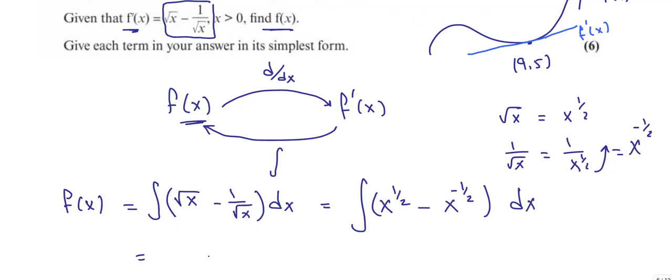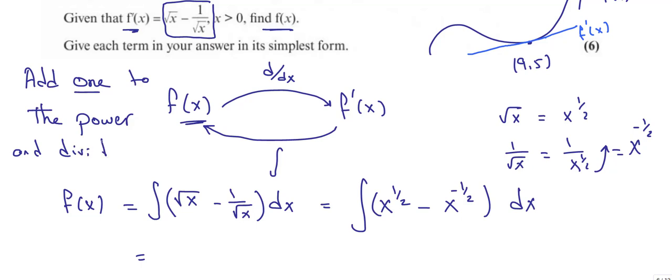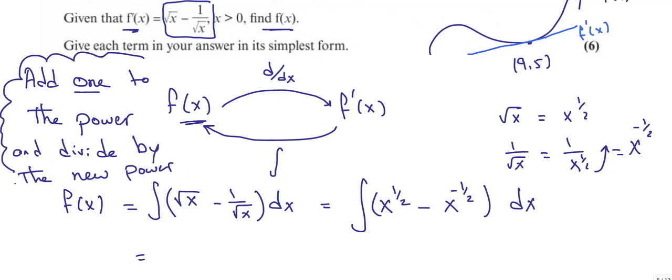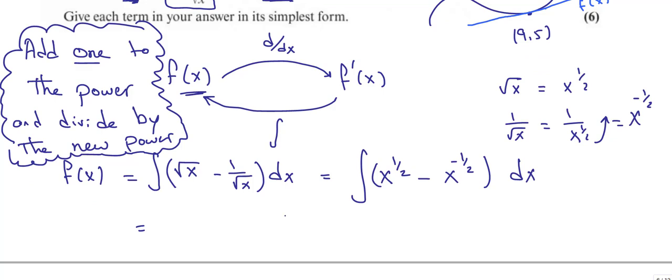The golden rule of integration. In integration, it's one simple rule. Add 1 to the power, divide by the new power. Add 1 to the power. This is the rule for integration. Add 1 to the power and divide by the new power. I call it the golden rule of integration. Golden rule of integration. Add 1 to the power.